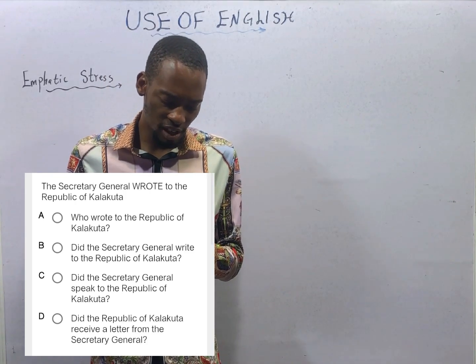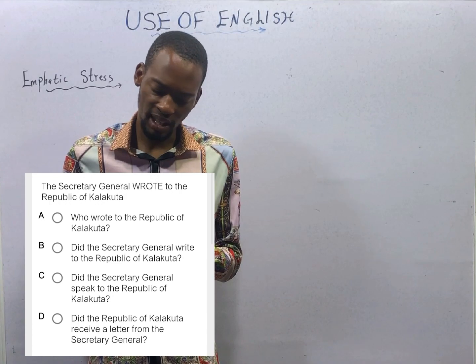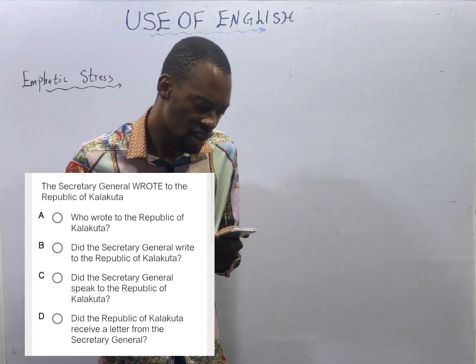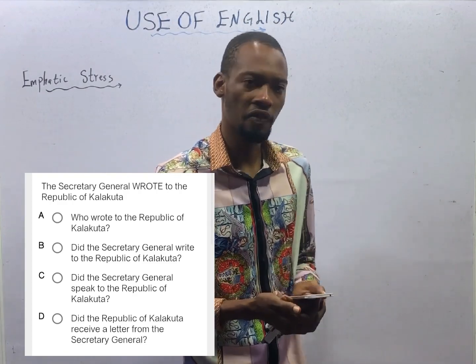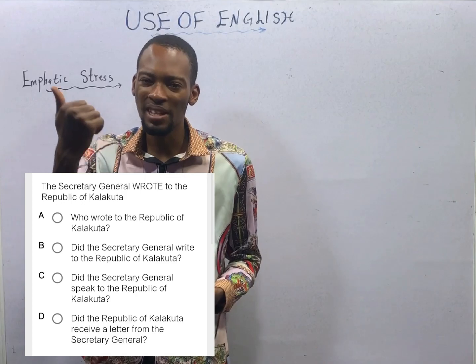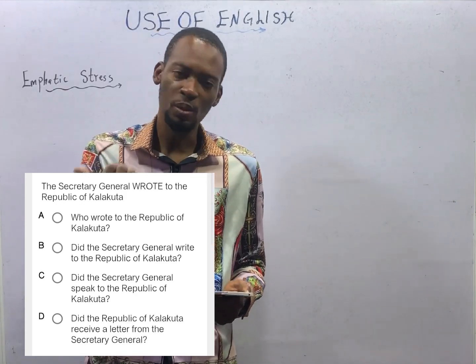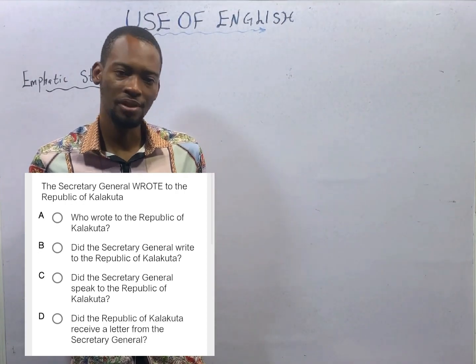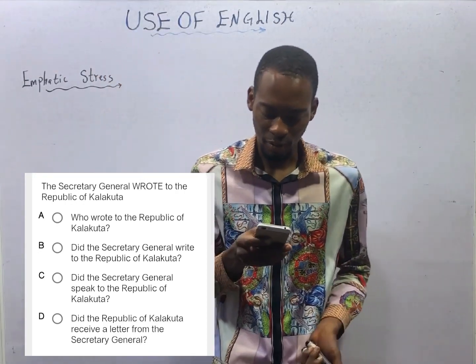And let's take a look at option C. Did the Secretary General speak to the Republic of Calcutta? If I say, did the Secretary General speak to the Republic of Calcutta? You have the right to say that he did not speak, he wrote, to emphasize wrote. So wrote and speak, they are opposite, and it makes sense. Option C is the correct option.